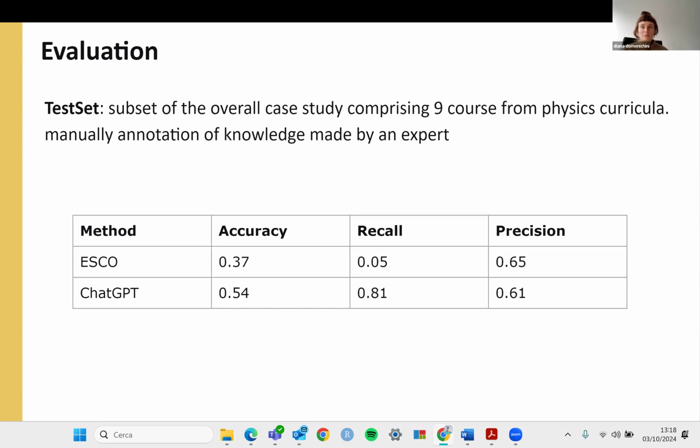Then we see that the recall is way lower for ESCO, for the same reason as the level of granularity. But we see that the values of the precision are comparable, which means that they both extracted the same proportion of irrelevant concepts. Okay, which is also good, but yeah.